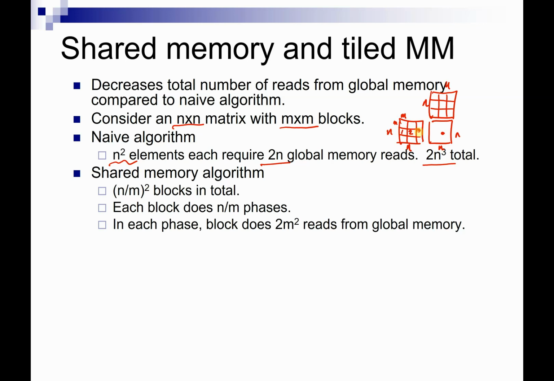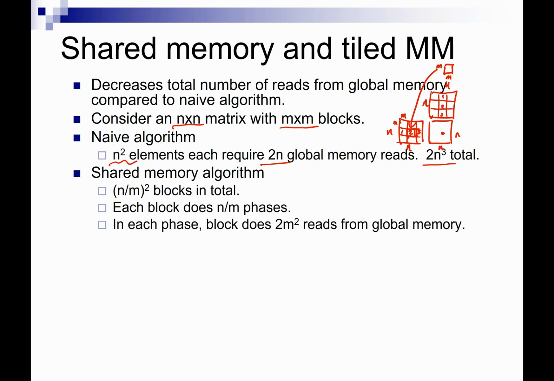So, for example, these are the phases for this block: 1, 2, 3 over here. So how many phases are there? It's n divided by m. Now in each phase, how many global memory accesses do we do? For example, in this phase, this is an m by m block.